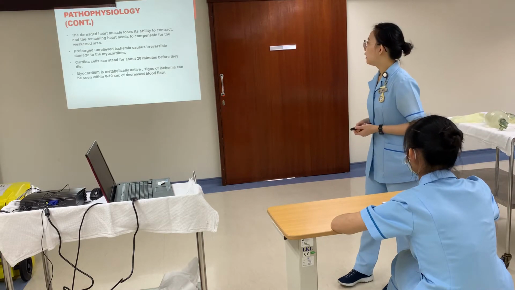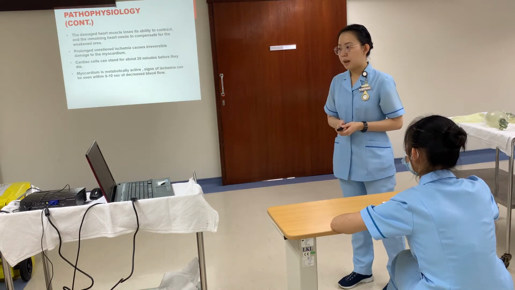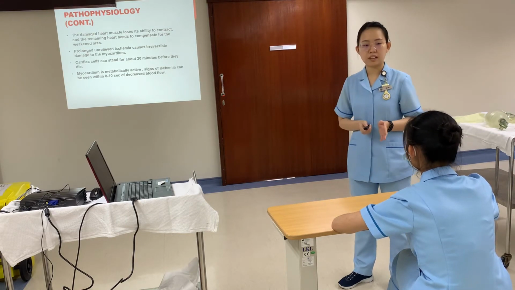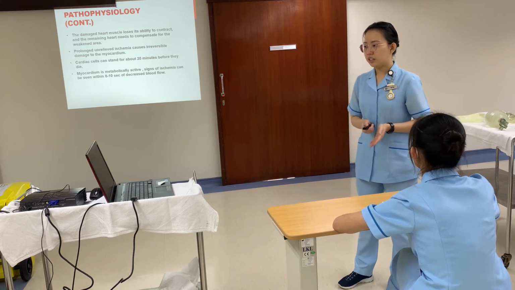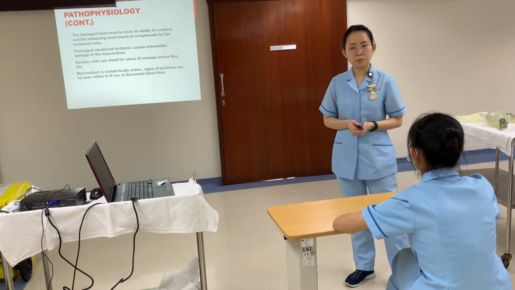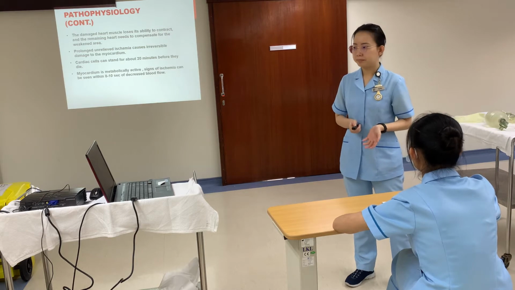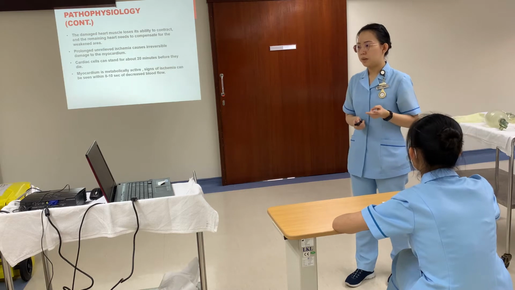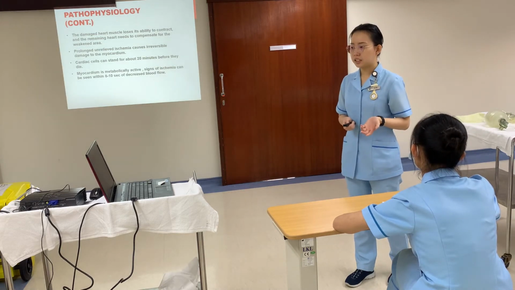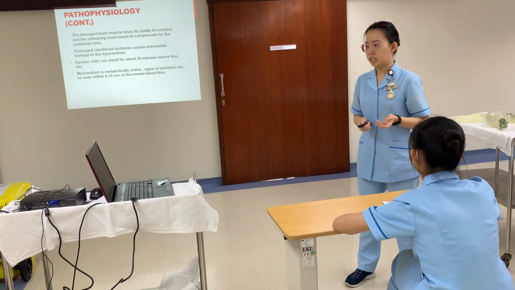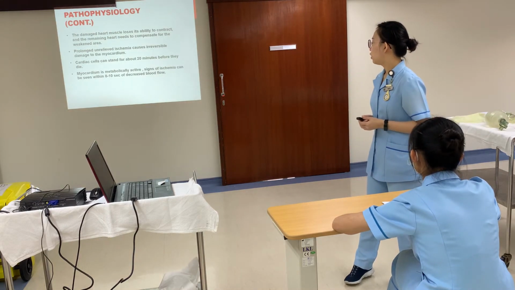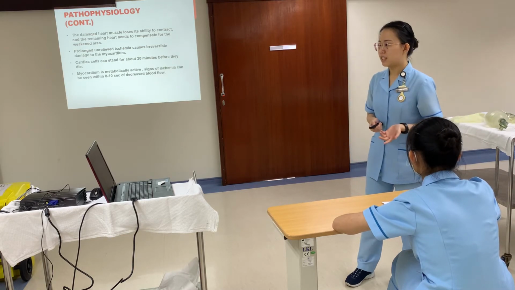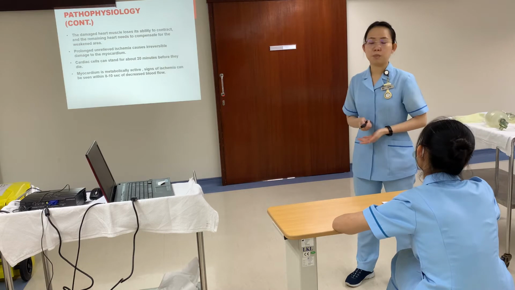So next, the damaged heart muscle loses its ability to contract, and the remaining heart needs to compensate for the weakened area. Prolonged unrelieved ischemia causes irreversible damage to the myocardium. Cardiac cells can withstand about 20 minutes before they die. The myocardium is metabolically active, so it can show the signs and symptoms of ischemia within 8 to 10 seconds if there is a decrease of blood flow.